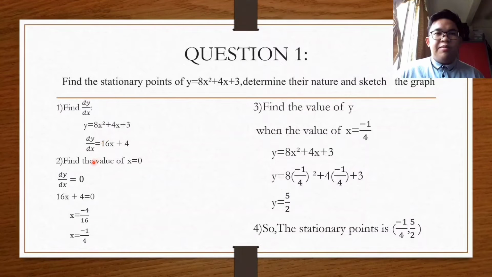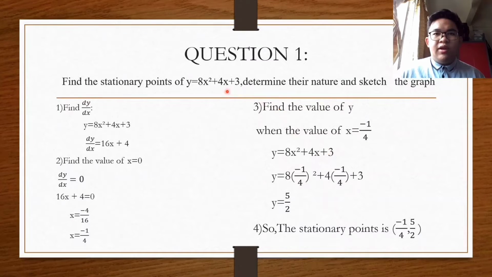Okay, the second step, we must find the value of x where dy/dx equals 0. So we take dy/dx from the above, 16x plus 4 equals 0, and we get x equals negative 1 over 4. And step 3, we must find the value of y. The value of x we get is x equals negative 1 over 4, and we substitute the value of x into y.